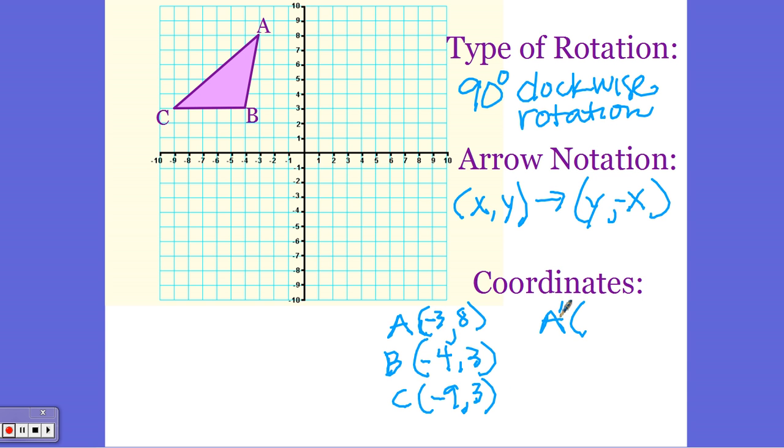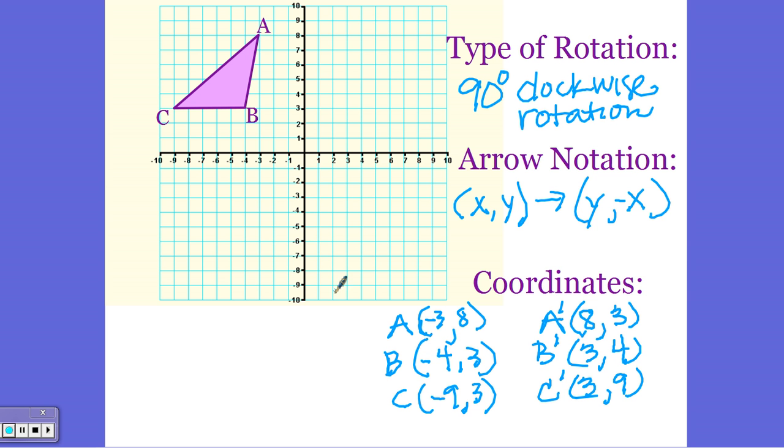Where does that mean A prime is going to end up? Remember, it said to take your first value and put it second in your new point with a sign change. So -3 now becomes second and changes from negative to positive. My second value is now first with no sign change. B prime, -4 now goes second and becomes a +4. 3 is now my first value. And with C prime, -9 is now second and becomes positive.